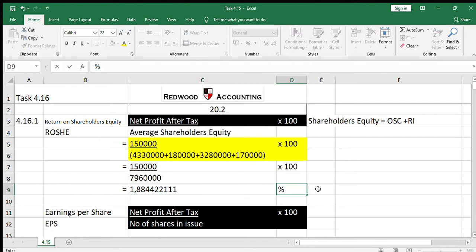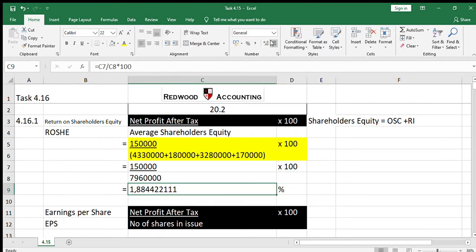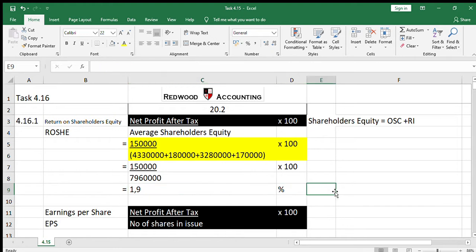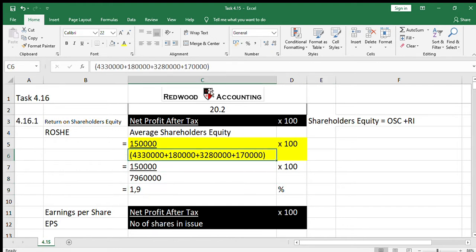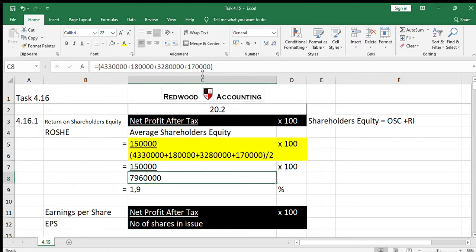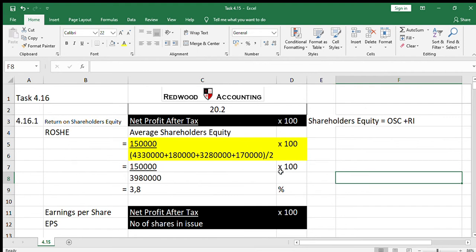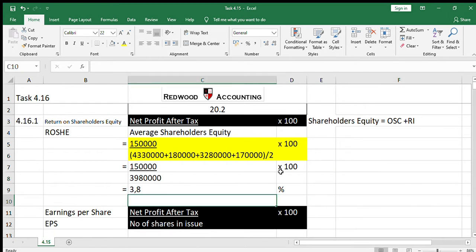Okay, percentage, you must put the percentage sign, and we are rounding off to one decimal place, so 1.9%. Sorry, I forgot to divide this by 2. I'm just going to do that quickly. Remember, average is all those figures added up and divided by 2. Right? So there we go. That's the return on shareholders' equity. Okay, so can you see the return is 3.8%.